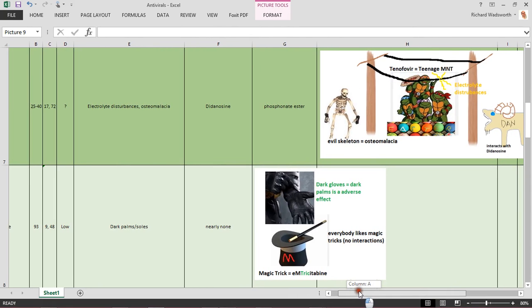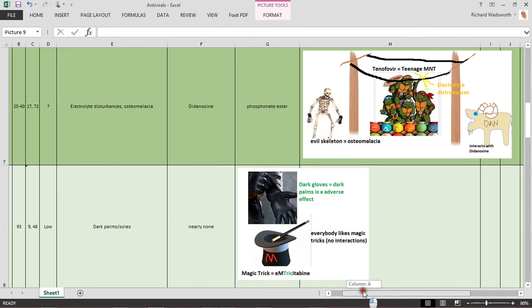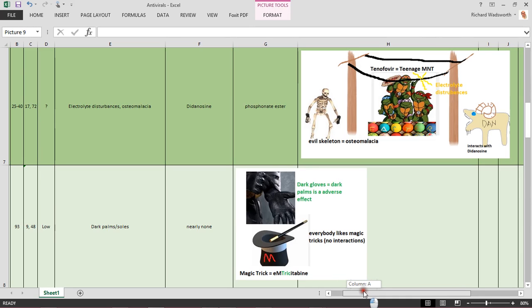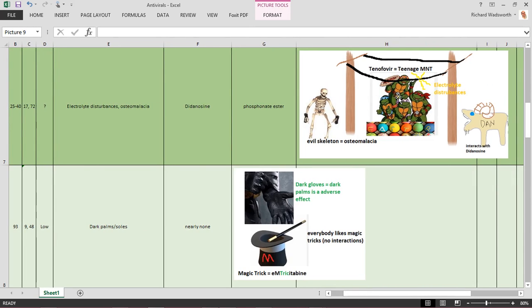25 to 40% bioavailability, so it's a bit lower than the other ones. And that makes sense because the Teenage Mutant Ninja Turtles always live low under the ground, right? Really, really long half-life. Teenage Mutant Ninja Turtles have been around forever, right? So 17 to 72 hours, 17 hours in serum, 72 hours intracellularly. So this is the longest half-life.